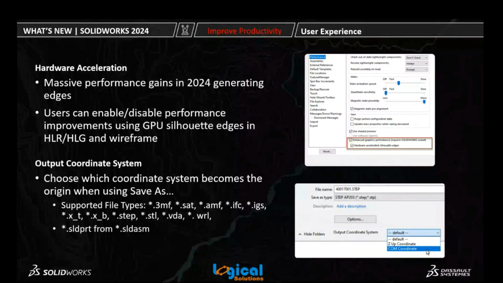And moving on to the second update, output coordinate system. From SolidWorks 2024, we have a direct option to choose which coordinate system becomes the origin when using the save as option. And here are the following file formats which are supported for that. Let us have a look at that enhancement in SolidWorks environment. And we can also see here what are the supported file formats: STEP file or IGS file or .vda, .wrl, etc. And let us dive into SolidWorks and see what that enhancement is.